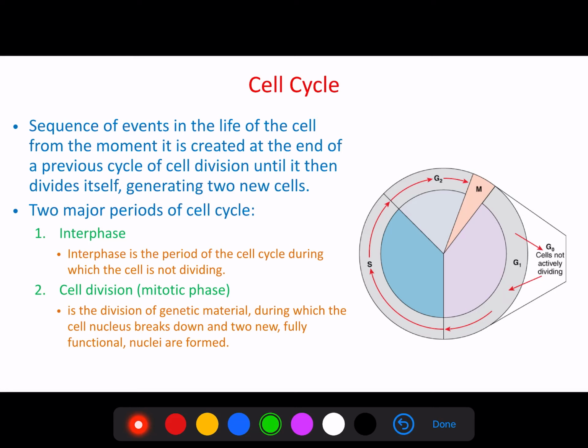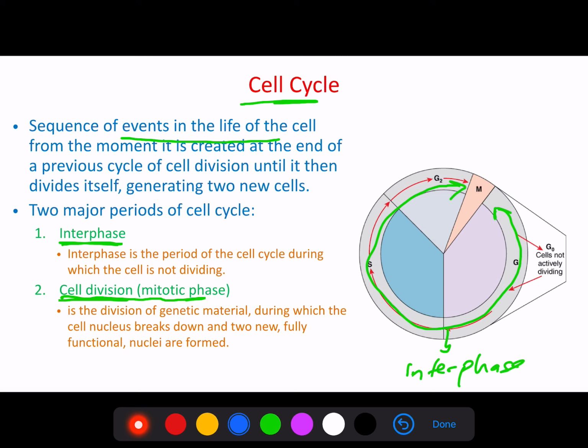Let's try to understand now the cell cycle. The cell cycle is a term that refers to the events happening during the life of the cell. And we can divide these events into two periods. The first period is called the interphase, and the second period is the cell division or the mitotic phase. The interphase constitutes most of the cell life. All of these are the interphase, whereas this is the mitotic phase.